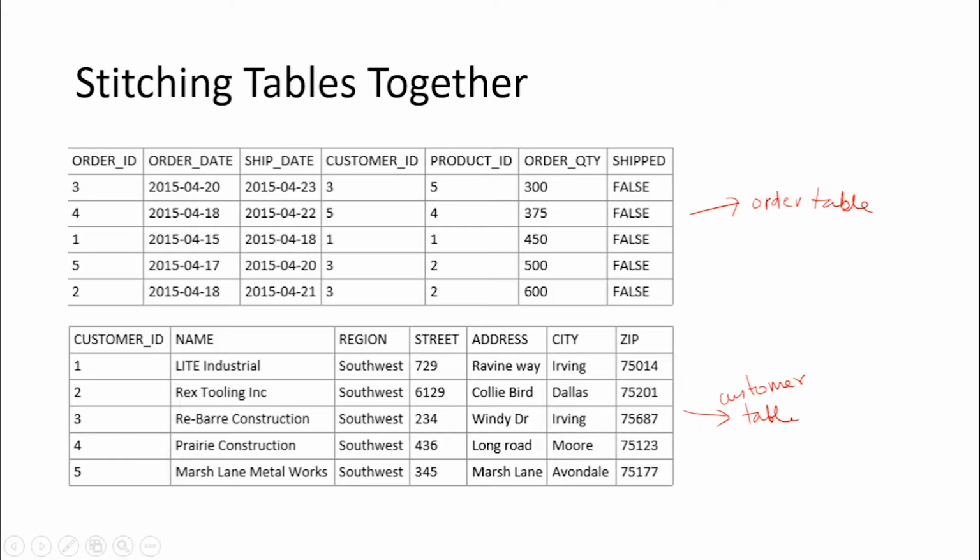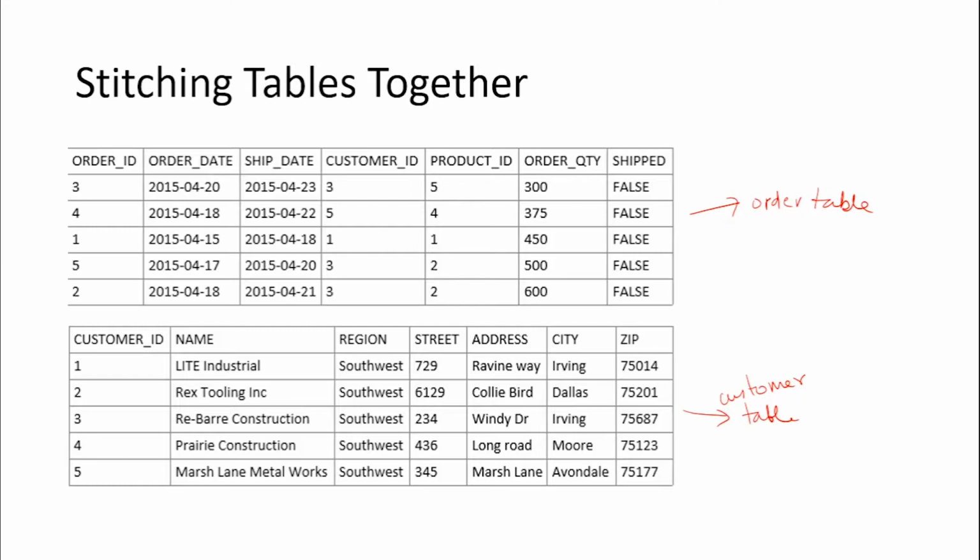So in the order table we have order ID, which is basically the order number. Then we have order date, that is the date on which the order was placed. Then we have the ship date, that is the date on which the order is going to be shipped. Then we have the customer ID, that means to whom this order is going to be shipped. Then we have the product ID, which means the ID of the product. Then we have the order quantity, which means the amount of products that is supposed to be shipped.